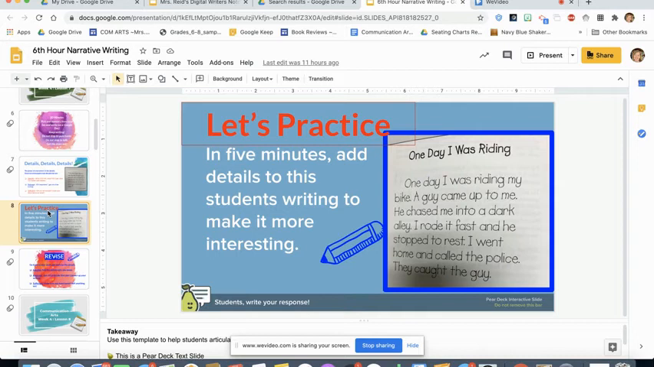They caught the guy. So what I want you to do is just have fun with this. Make up details. So one day it was storming out, whatever details you can add to this story to make it more interesting. You're going to do that in the Pear Deck. Now, if for some reason the Pear Deck is glitchy, just go ahead and do it in your notebook.